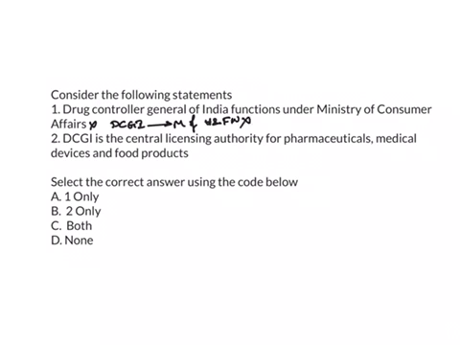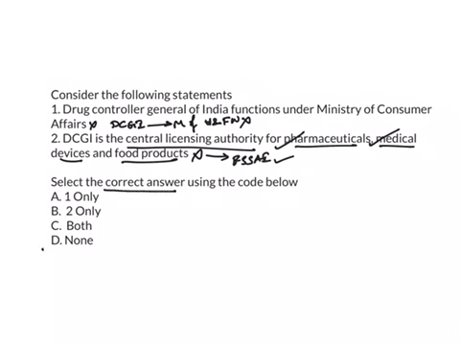And the second one is, DCGI is the Central Licensing Authority for Pharmaceuticals, Medical Devices and Food Products. This statement is also wrong because for pharmaceuticals and medical devices, this is the Central Licensing Authority. But for food products, FSSAI is the Central Licensing Authority. So the statement is also wrong. And the asked question is, select the correct answer. So the answer is D, none.